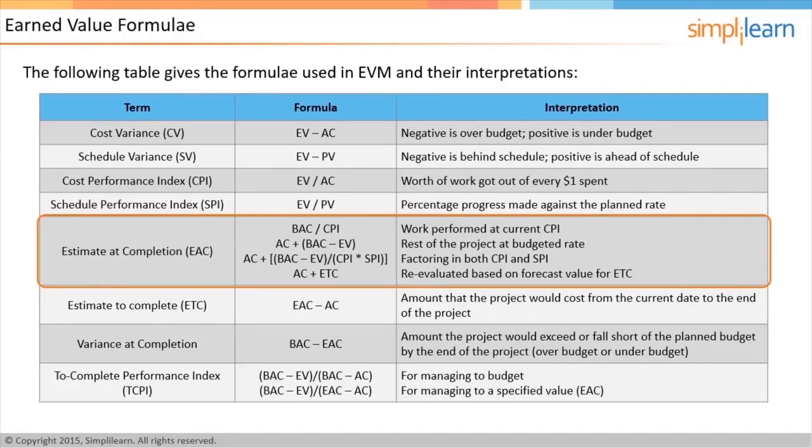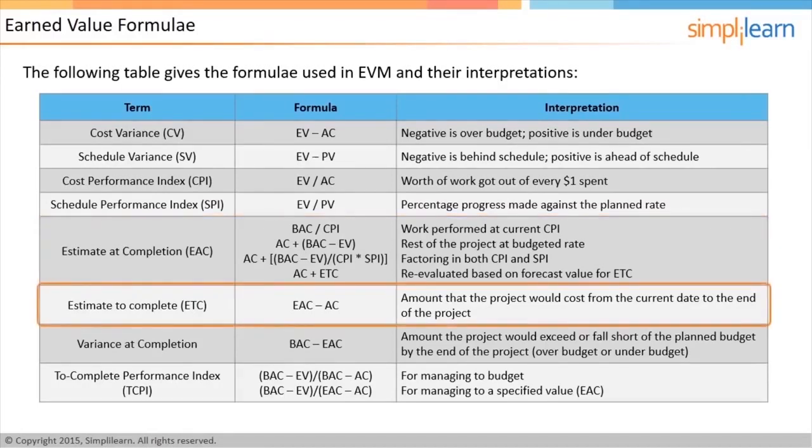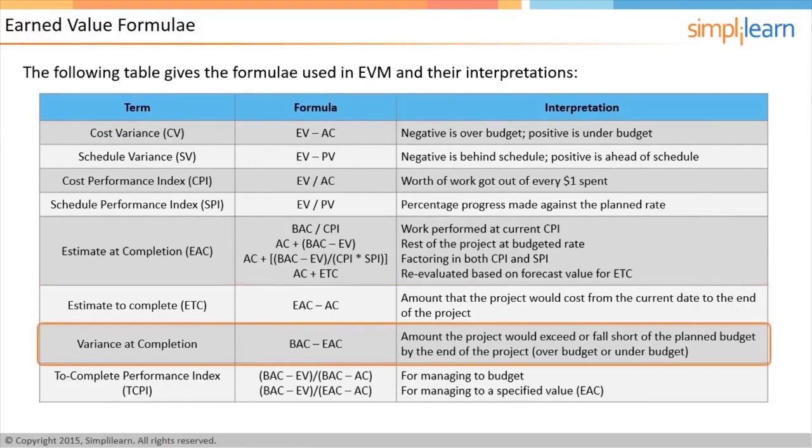AC plus ETC is used if you want to re-evaluate the project based on a forecast value for the estimated cost of the remainder of the project. The next parameter is Estimate to Complete, or ETC, which is the cost of the project from this point to the end. This is calculated by subtracting the actual cost from the estimate at completion. In addition, variance at completion can be calculated by subtracting the estimate at completion from the budget at completion. Variance at completion is the cost estimation of whether it is over or under budget.